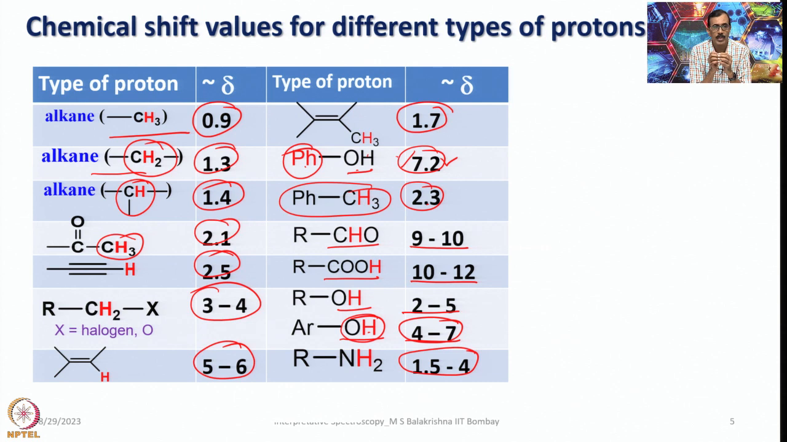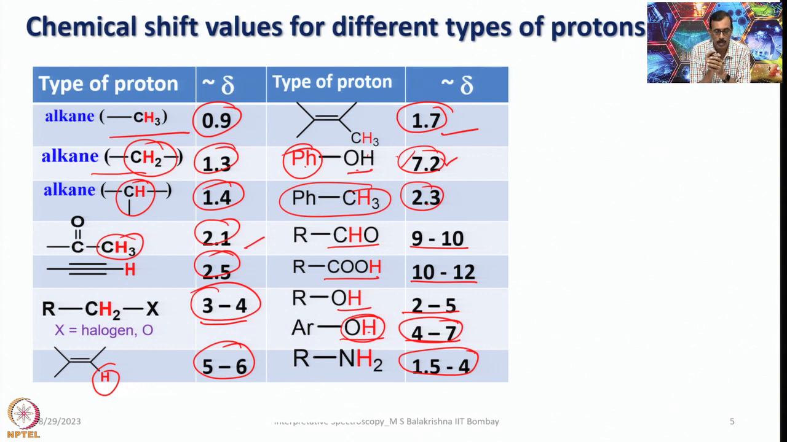In my last lecture, I mentioned some of the chemical shift values for different types of protons in organic molecules. Methyl groups in alkanes resonate at 0.9 ppm, methylene groups at 1.3, and methine groups, CH, at 1.4. When a methyl group is next to a carbonyl group, it comes around 2.1, and an acetylenic C-H hydrogen resonates at 2.5 ppm. When CH2 is next to halogens or oxygen, the chemical shift comes around 3 to 4 ppm. In alkenes, the shift due to H comes around 5 to 6 ppm, and a vinylic methyl group comes at 1.7. The aromatic region in phenol comes around 7.2, or even benzene for that matter.